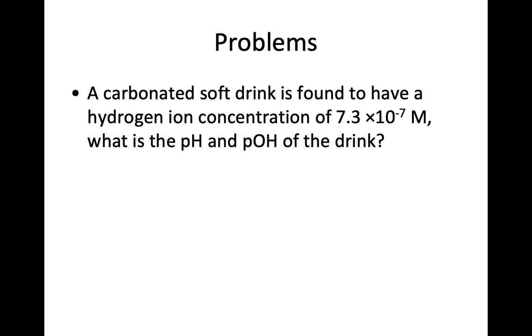Here is a carbonated soft drink that has a hydrogen concentration of 7.3 times 10 to the minus 7. What's the pH and the pOH of the drink? If you know the pH, you know the pOH. If you know the pOH, you know the pH. So this is the H concentration, 10 to the minus 7. You know it's going to be close to 7, but it's not exactly 7. So it's going to be a little bit less than 7.